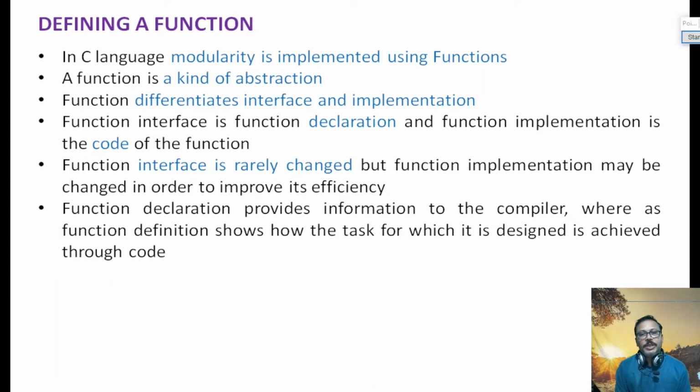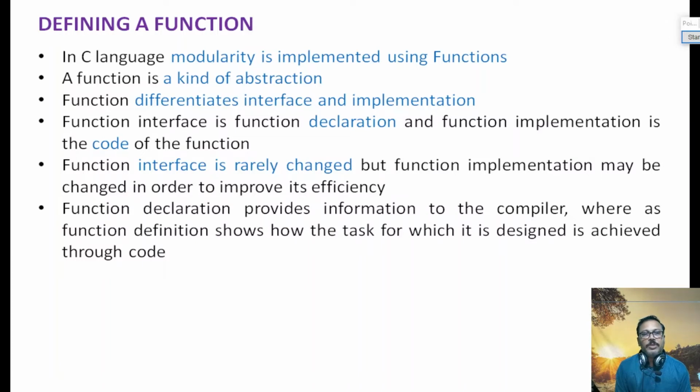Function differentiates interface and implementation. What exactly is the interface and what is implementation? This is a very important point. Interface is what is visible to the outside world. Implementation is how the task is actually achieved. That means it refers to the code. Implementation refers to the code.